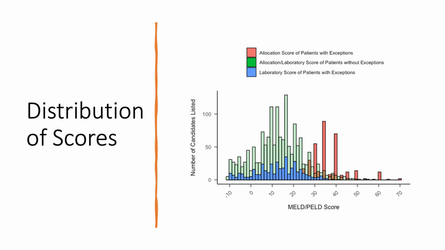In green is the allocation or laboratory score of patients without exceptions. In blue is just the laboratory score of patients with exceptions, but you can see a huge rightward shift in the salmon colored distribution, where patients had exceptions, their allocation score. And you can see over here, there are actually some patients who even had a PELD score of 70 after their allocation had an exception.